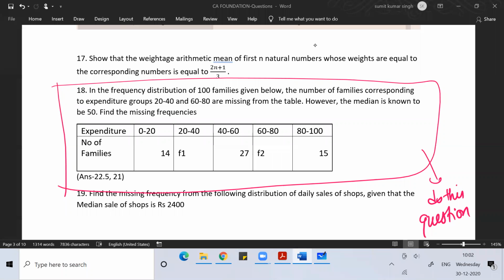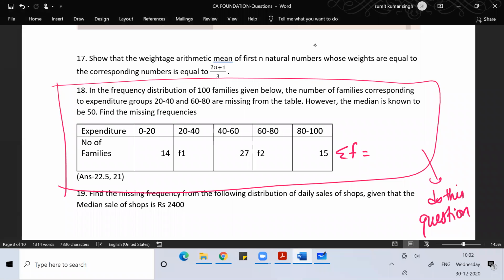Everyone try to do this problem. If you read this problem, in the frequency distribution of 100 families given below, it means the sum of frequency is 100. The number of families corresponding to the expenditure groups 20 to 40 and 60 to 80 are missing from the table. However, the median is known to you, 50. Find the missing frequencies.